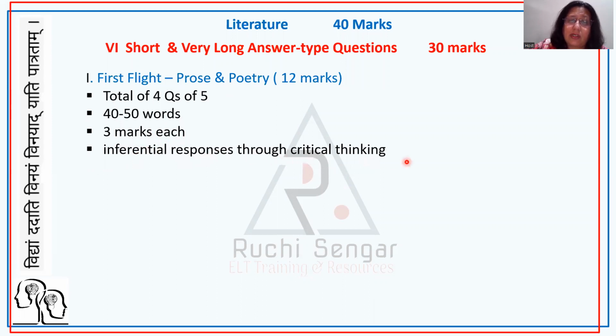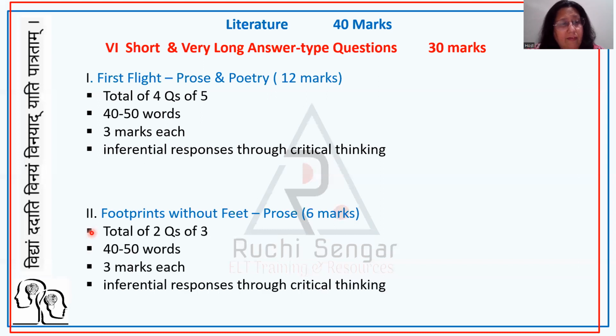Inferential responses through critical thinking. Inferential. What are the things that Valli saw? That's not going to be a question. Okay. Then you have another short question set. Footprints without feet, 6 marks. So you have total of 2 of 3. 40 to 50 words, 3 marks each. Inferential responses. Okay. Yeah. Any questions here?